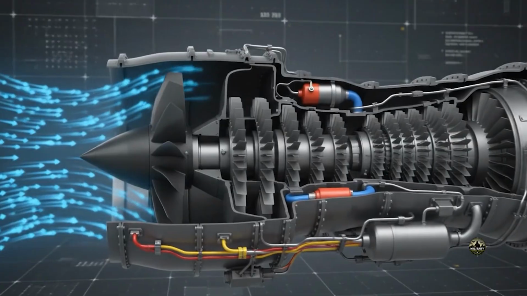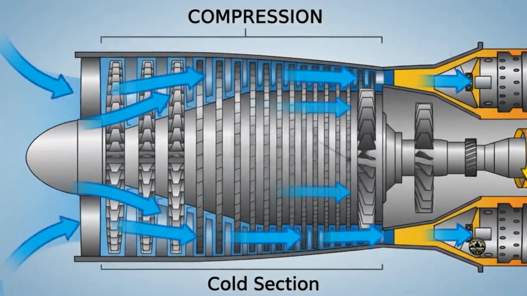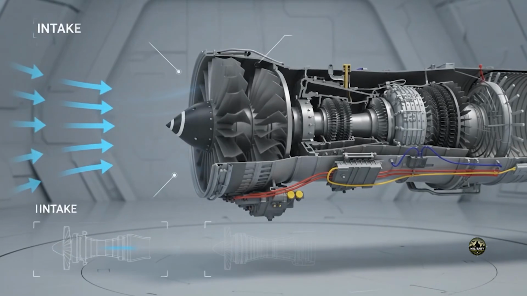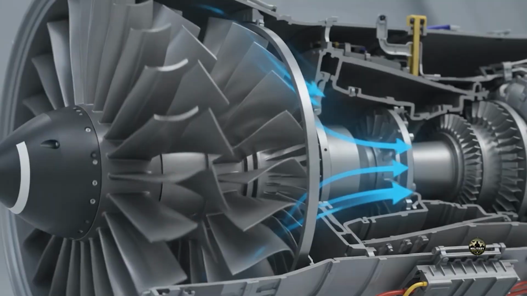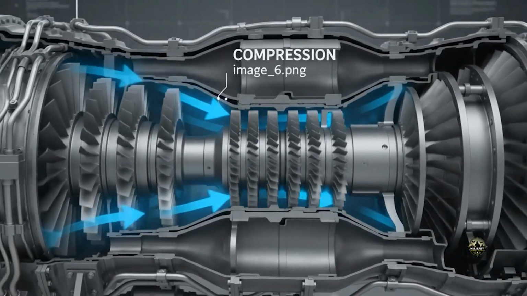At first, a jet engine may look extremely complicated, but its basic operation can be understood through 4 stages: intake, compression, combustion, and exhaust. Everything begins here. Huge amounts of air enter through the engine intake, where the airflow is guided smoothly toward the compressor.